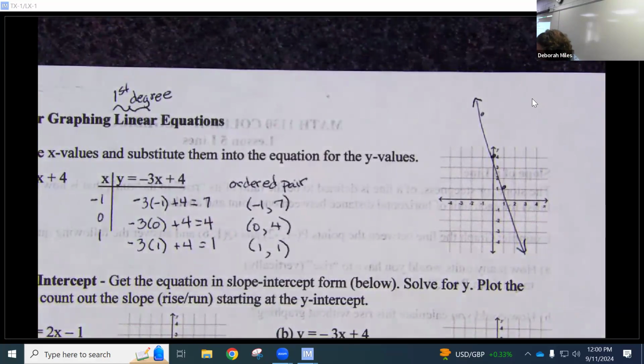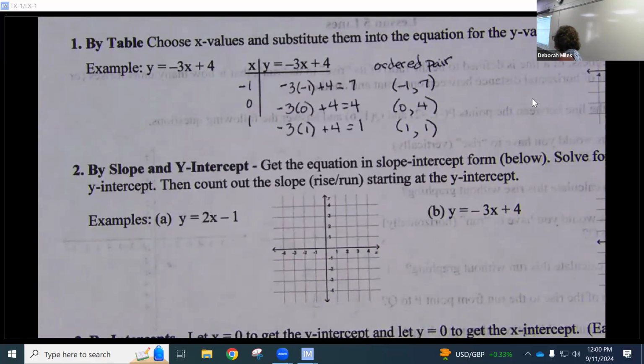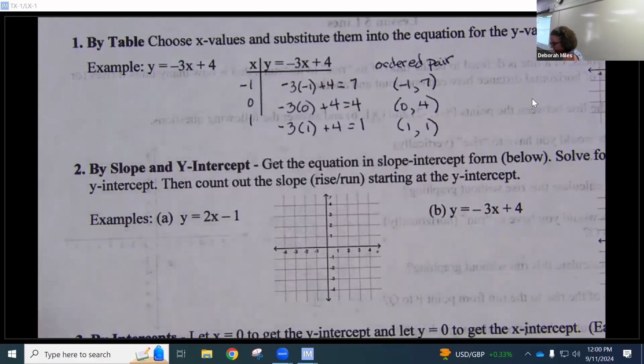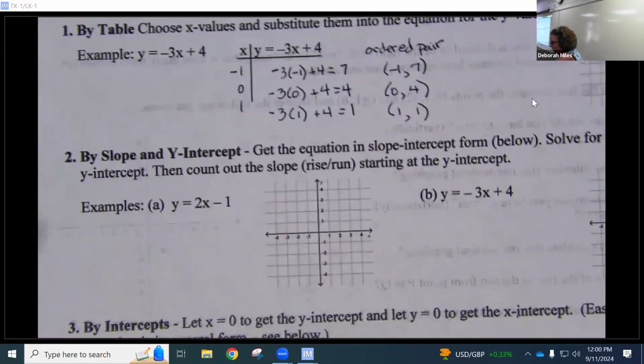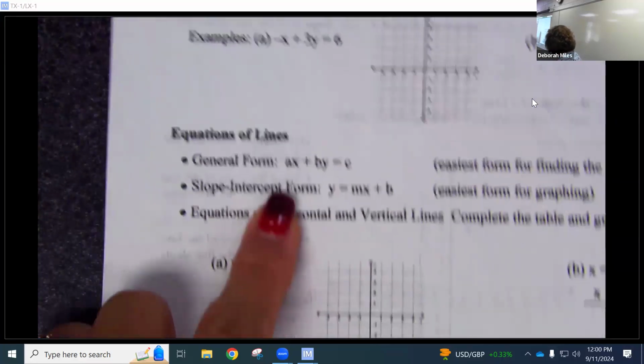All right, that's the slowest way to graph. Two faster ways to graph require your knowledge of two different forms of an equation. And before I can talk about my slope and y-intercept, I need to skip down here for just a minute.